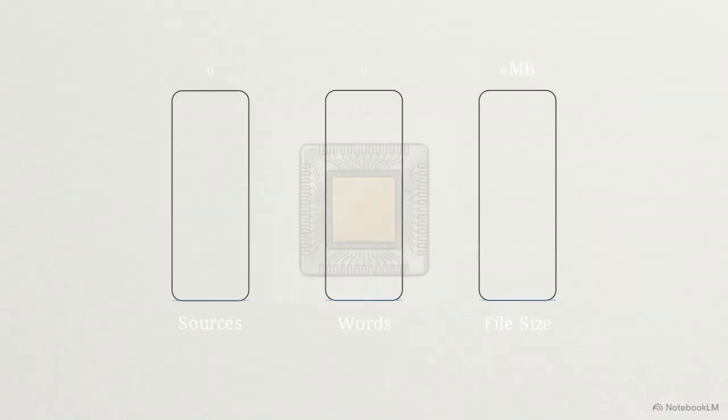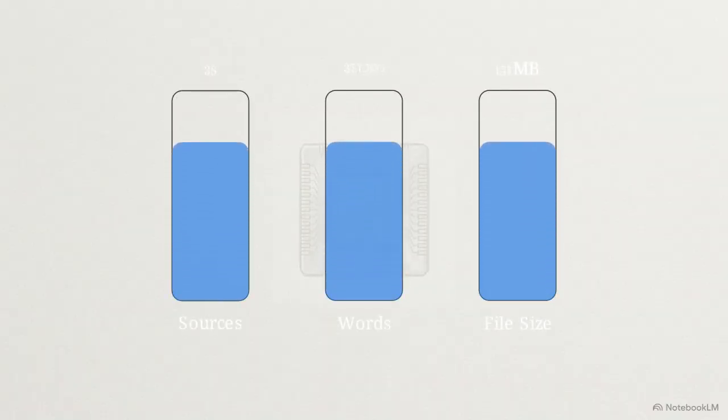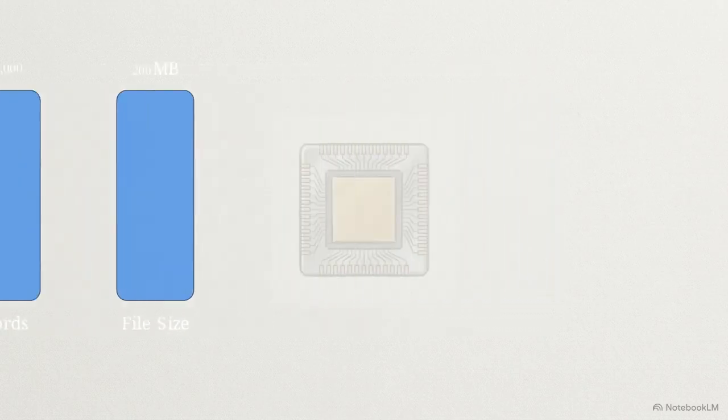Keep upload limits in mind. Maximum 50 sources per notebook. Sources are capped at 500,000 words or 200 megabytes. For web links, strict boundaries apply. YouTube URLs require public captions, and the system cannot scrape paywalled articles.